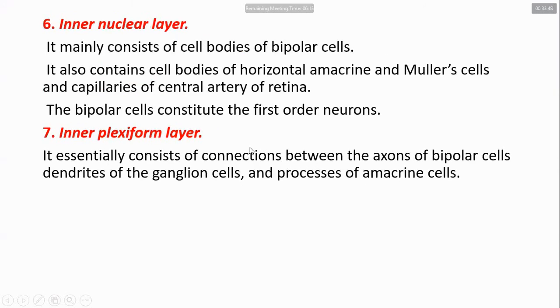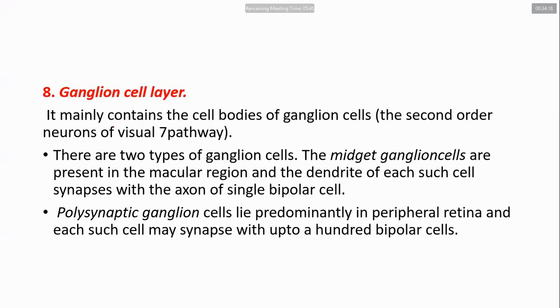Inner nuclear layer, it mainly consists of the cell bodies of the bipolar cells, and it contains cell bodies of horizontal, amacrine and Muller cells, and the capillaries of the central artery of the retina. The bipolar cell constitutes a first order neuron, and the inner plexiform layer essentially consists of connections between the axons of bipolar cells, dendrites of ganglion cells, and processes of amacrine cells.